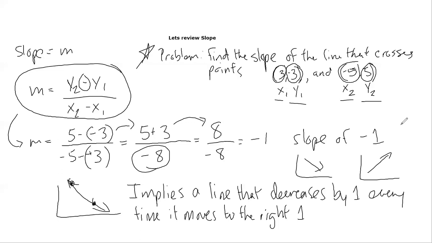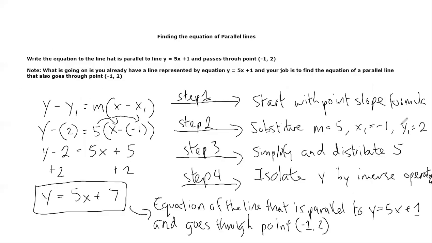This was review. Okay, finding the equation of parallel lines. What you're going to be required to do is you're going to see a problem that looks like this, right? At the very top, I have the problem written. I wrote, write the equation to a line that is parallel to line y is equal to 5x plus 1 and passes through point -1, 2. Man, I just cannot spell today. All right, so those are going to be your conditions.